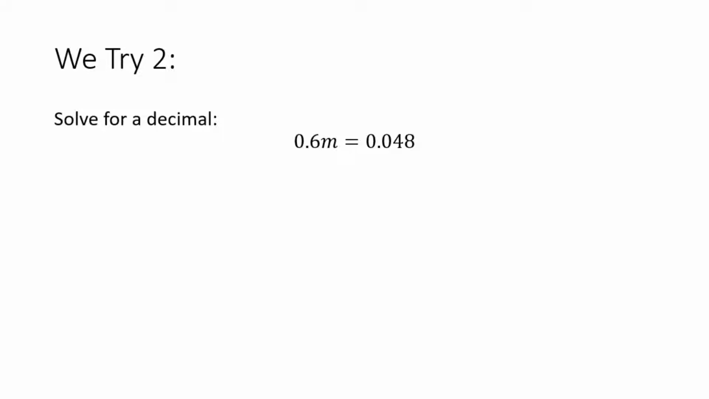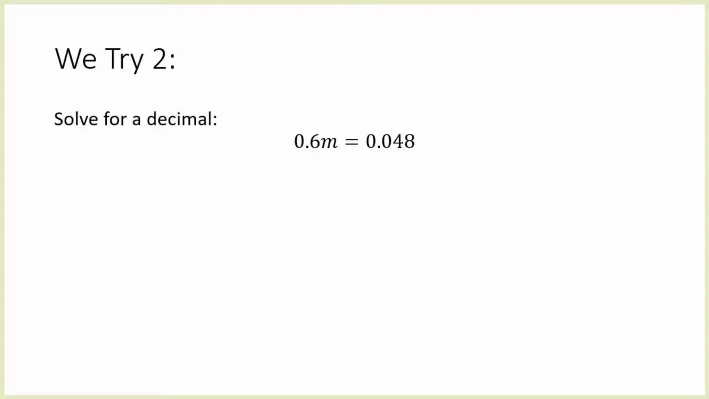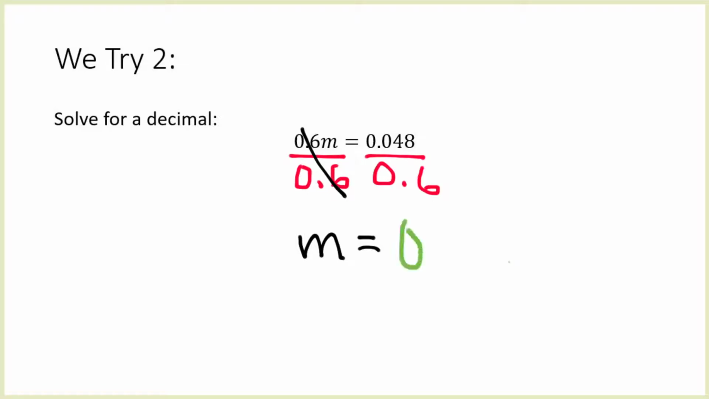Okay, let's try this one together. This time we want to solve for a decimal. Now I have a decimal attached to my variable, so I'm going to divide both sides by whatever's attached to my variable. And on the left side now I just have m. On the right side, let's see, 0.048 divided by 0.6 is 0.08. And since 0.08 is certainly a decimal, I'm done.